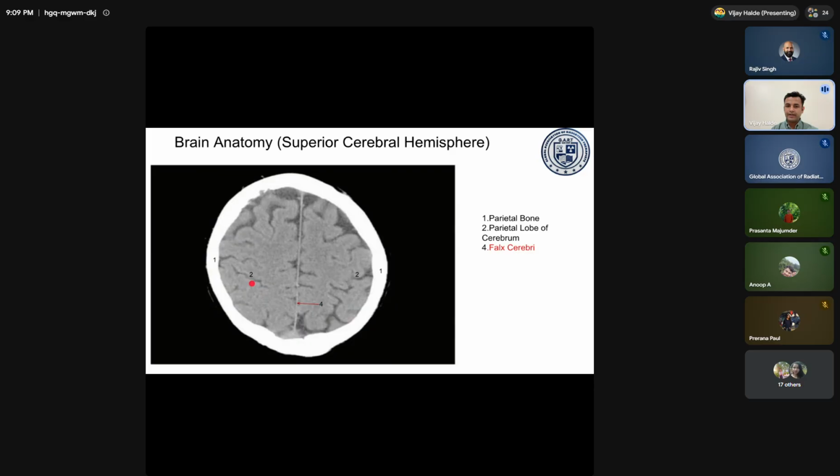This is one of the most superior axial CT sections of the brain, representing the parietal bone, which forms the cranial wall. All this white structure is our parietal bone, cranial anatomy. Inside this, there is a parietal lobe, and in the midline there is a falx cerebri, which will be helpful in checking the patient's rotation. These two are the cerebral hemispheres. This falx cerebri is an important landmark during CBCT matching also. So we will go slice by slice inferiorly to review the anatomy.